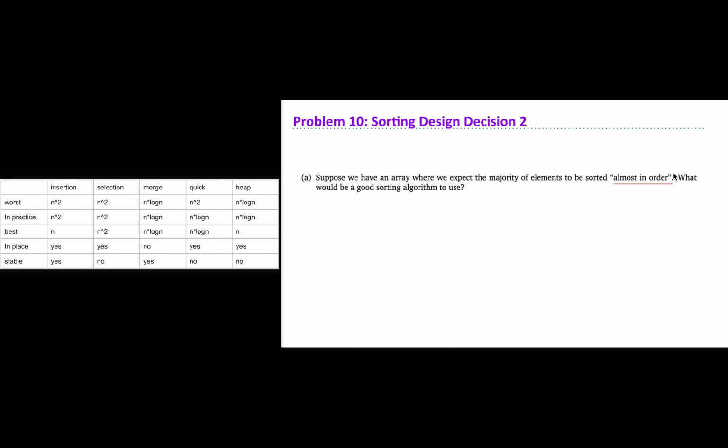In these scenarios, we're going to give you pieces of information and we'll basically be expecting you to use each of those pieces of information in your decision process for what sort you should choose. So in this case, this is the only piece of information that we really have: the majority of elements are sorted almost in order.